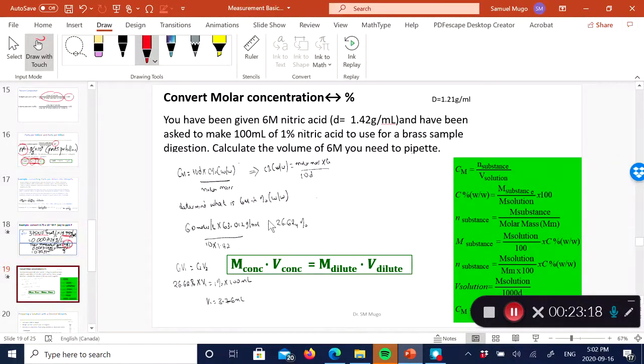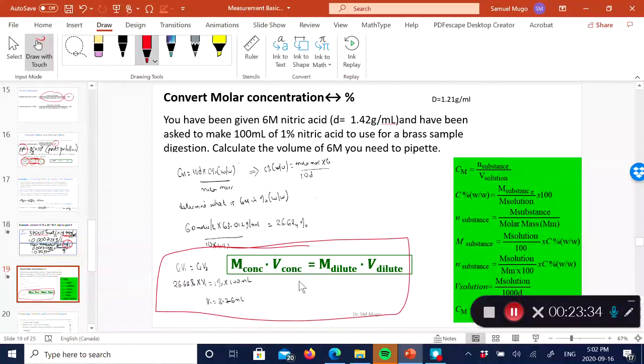And then after that, knowing that the 6 molar is equivalent to 26.62%, you can do the dilution using the dilution formula, which I believe you know about: C1V1 is equal to C2V2. So you need to pipette 3.76 mL of the 6 molar, which is equivalent to this, in order to make 100 mL of 1% nitric acid. So pay attention to these kinds of conversions.